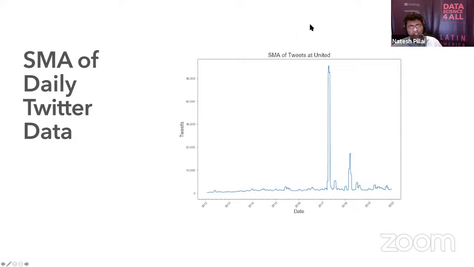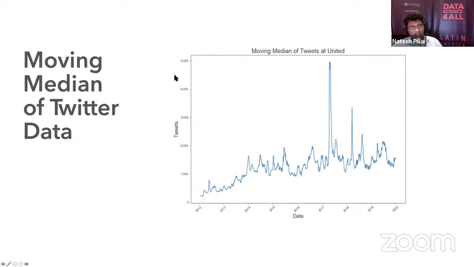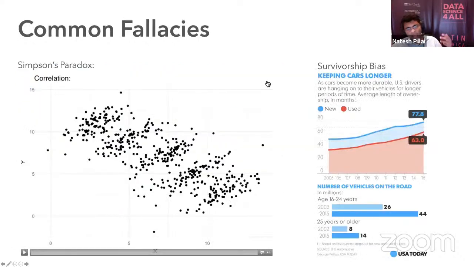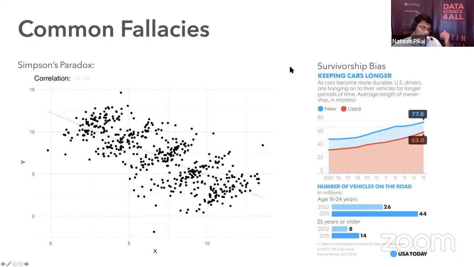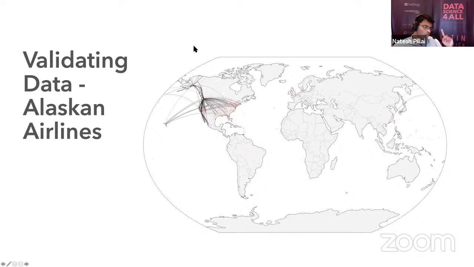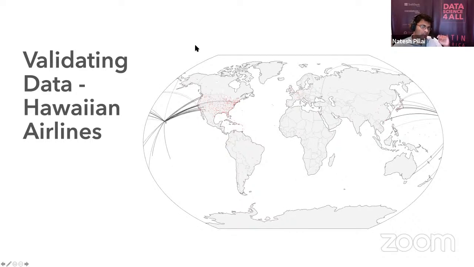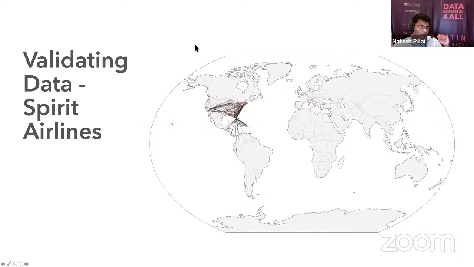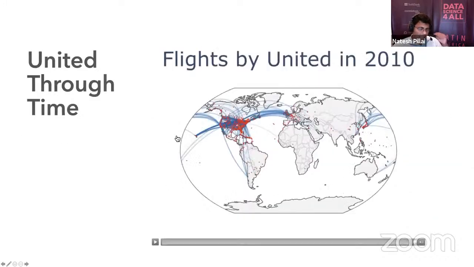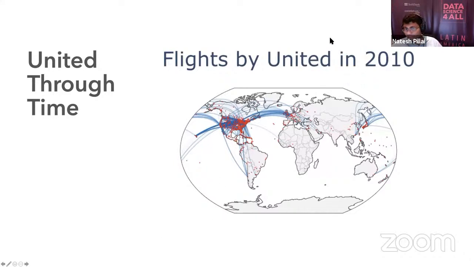Okay, so I think I want to wrap up the case. I can talk about many different aspects of visualization. Let me show you one interesting visualization, just to show you how publicly available data has so much information available. Here is one animation, again using publicly available data, to show you how Spirit Airlines has expanded their flight routes in recent years.